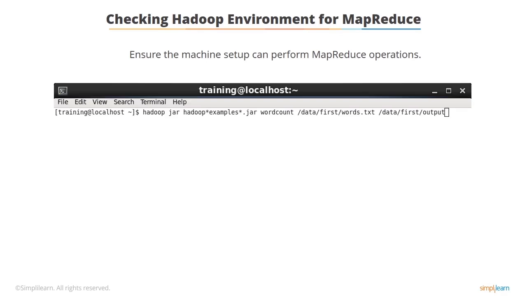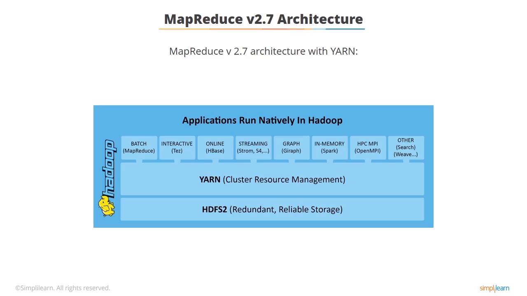It is important to check whether the machine setup can perform MapReduce operations. To verify this, use the example jar files deployed by Hadoop. This can be done by running the command shown on the screen. Before executing this command, ensure that the words.txt file resides in the data/first location. This image shows the MapReduce version 2.7 architecture comprising YARN.